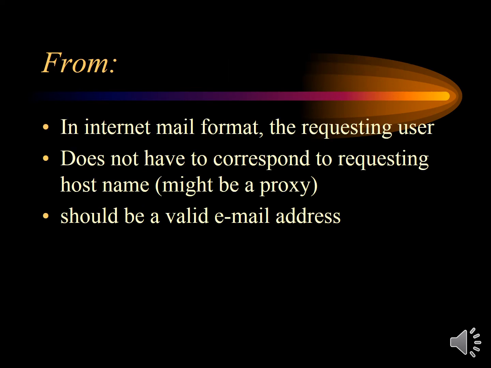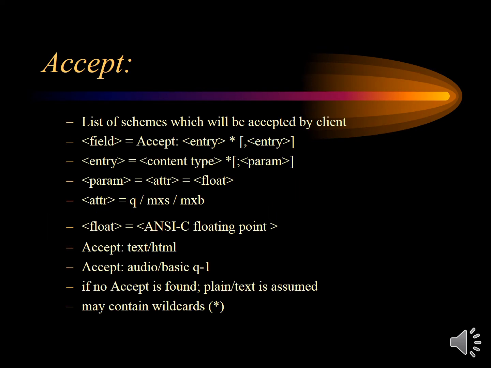The From field is an internet email format; the requesting user does not have to respond to the requesting hostname. It might be a proxy, so it is nothing but an alias. It could be a valid email address. Accept gives a list of schemes which will be accepted by the client. The accept entry will have the content type and a parameter. The parameter will have an attribute and a float value. The float is in ANSI floating format.